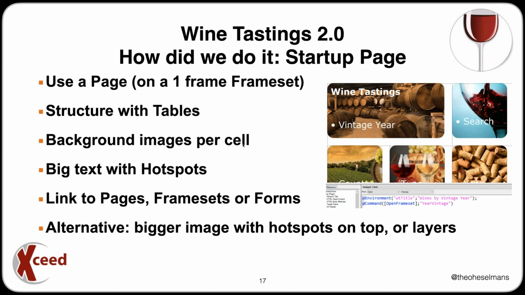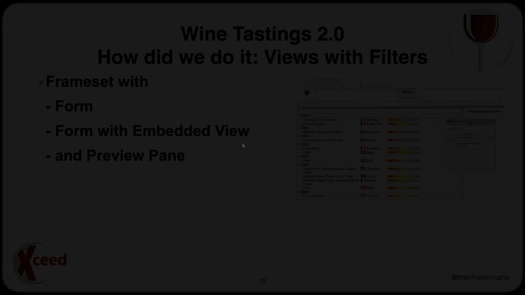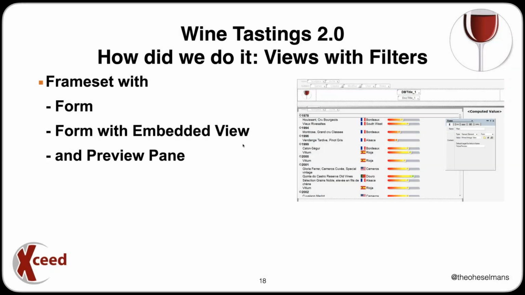It's just a table with some background images, and on that background images we put some hotspots, and we link to a frame. On the bottom right, you can see what we do here. If you click on wines by vintage year, we just open up another frame set. So this is the frame set. At the top, I have a form, and the form has some drop downs, and I got an embedded view here. And on the right-hand side, I got a preview pane. So just by selecting something, we change the view, and if you click on something, you see the preview pane, and you see a form showing up.